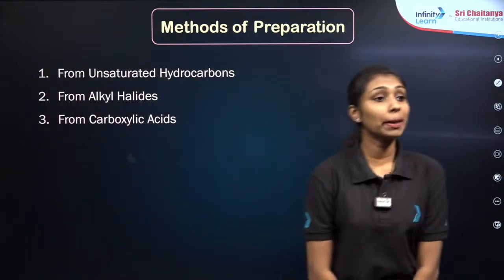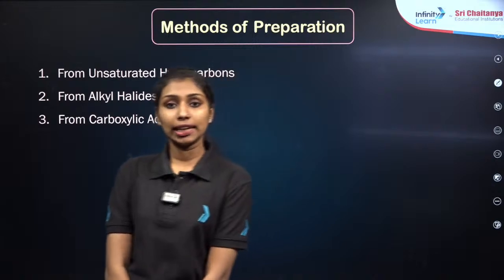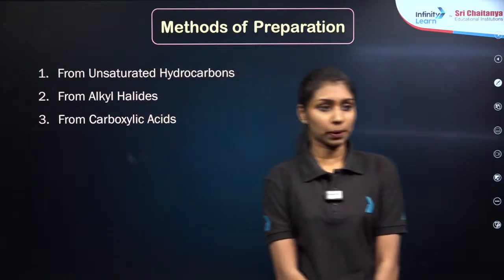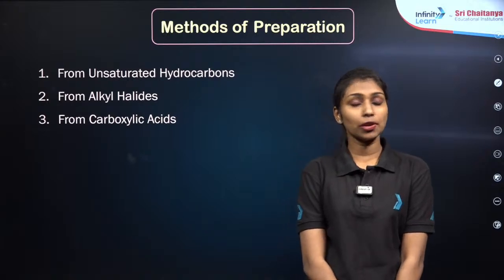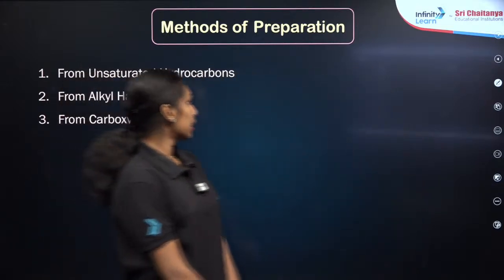Now let us talk about the method of preparation of alkanes. In the case of hydrocarbons, we will be dealing with the nomenclature, isomerism, the method of preparation, and their physical and chemical properties, right? So here I will be starting with the method of preparation of alkanes. There will be three methods.